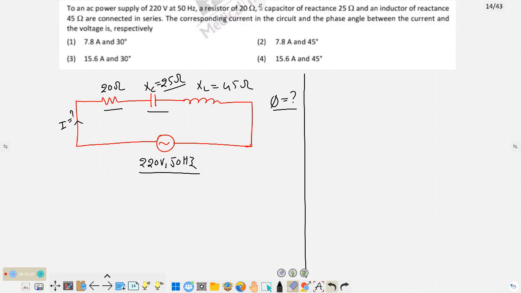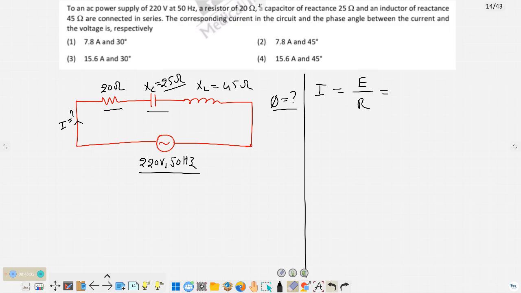They are asking to find what is the current in the circuit and what is the phase angle made by the current with the voltage. What is the phase between them? To find the current, first you know that current in the circuit, according to Ohm's law, is nothing but E by R. In this case, the circuit contains more than one resistance. That is what is called an impedance circuit.